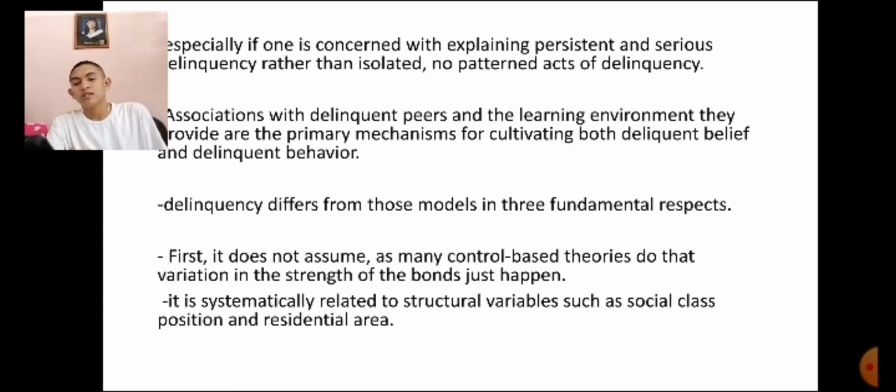And next, interactional theory differs from those models in three fundamental respects. First, it does not assume, as many control-based theories do, that variation in the strength of the bonds just happens. It is systematically related to structural variables such as social class position and residential area.